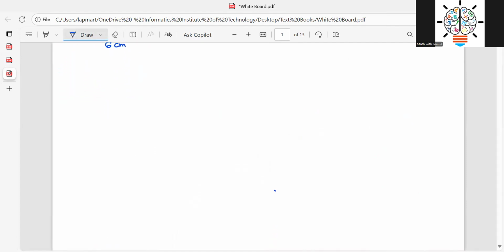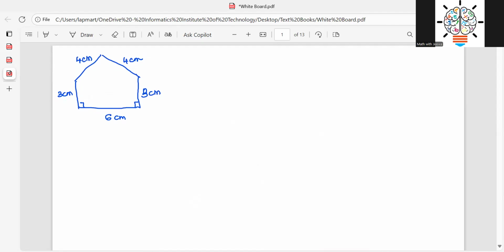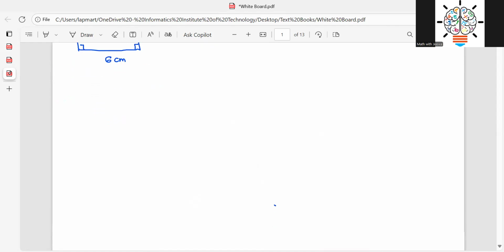Now what you want to do, children, please draw. And when you are doing something like this, keep enough space on top, otherwise you can't complete the construction.